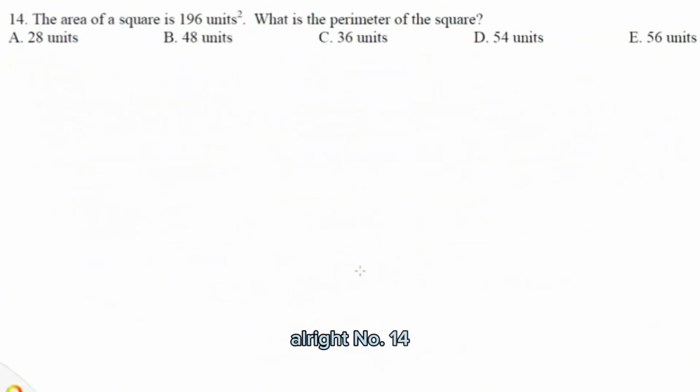Alright, number 14. The area of a square is 196 units squared. What is the perimeter of the square?